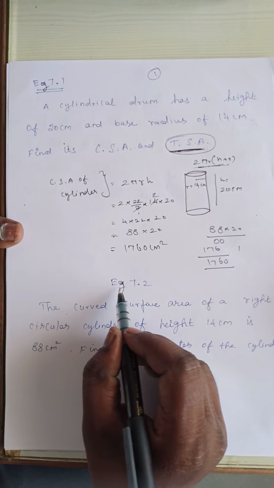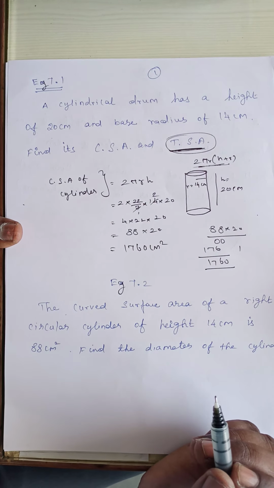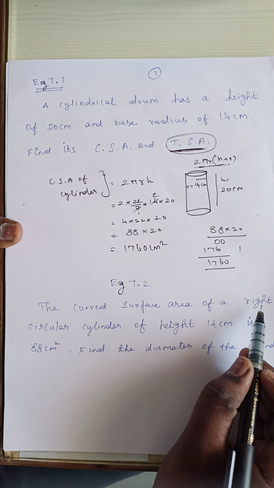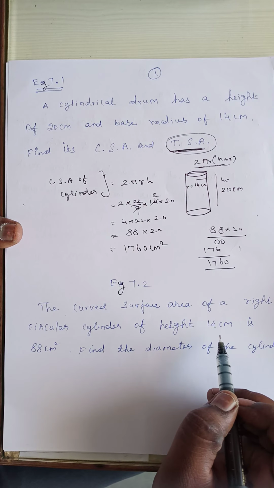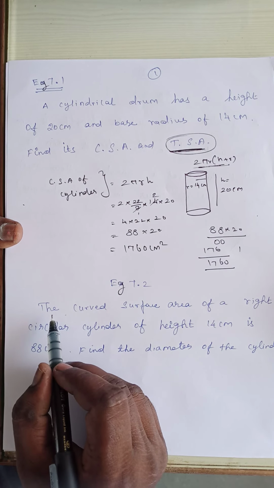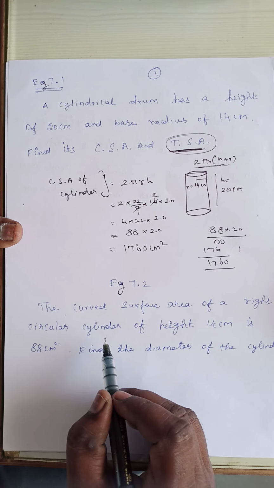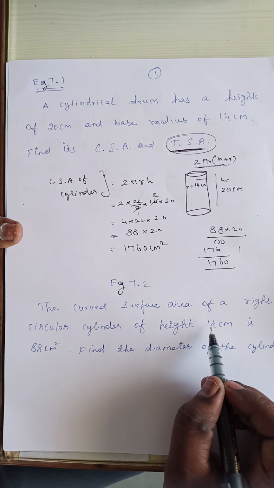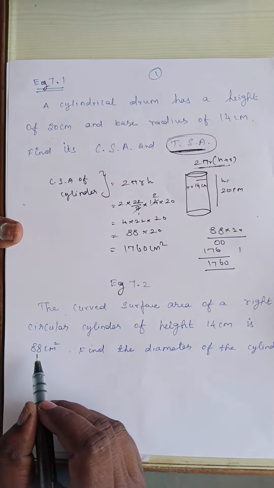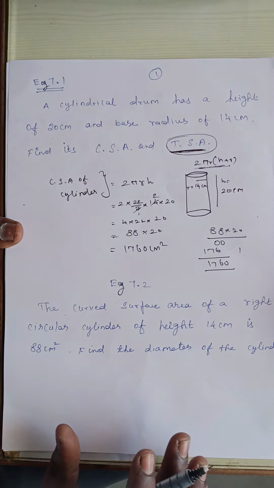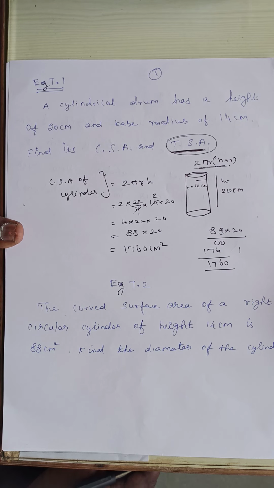Then example 7.2. So what is the given value? The curved surface area of a right circular cylinder of height 14 centimeter is 88 centimeter square. Find the diameter of the cylinder.